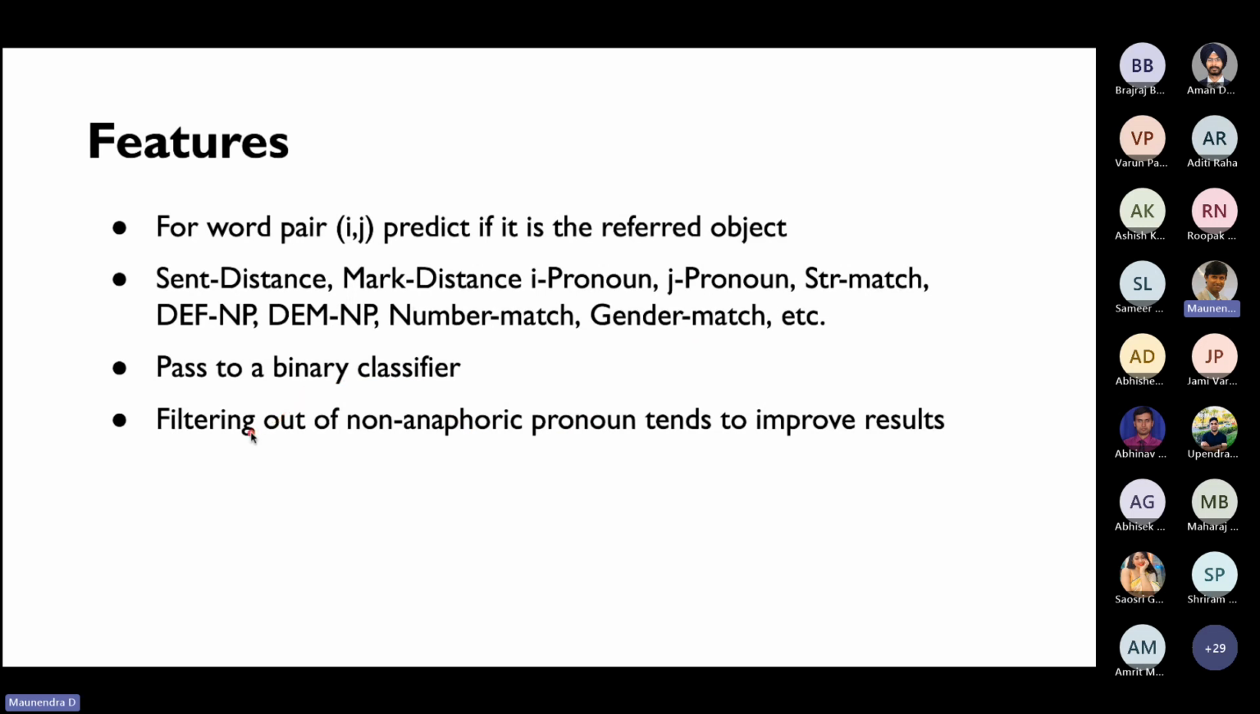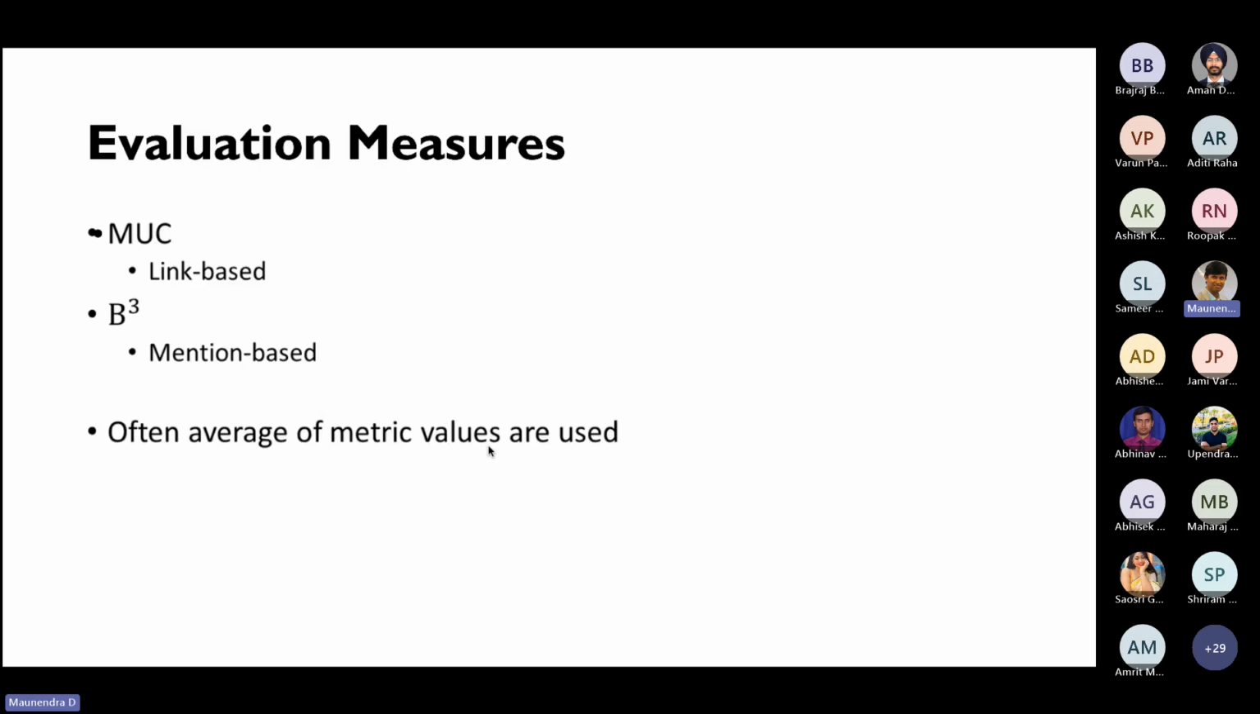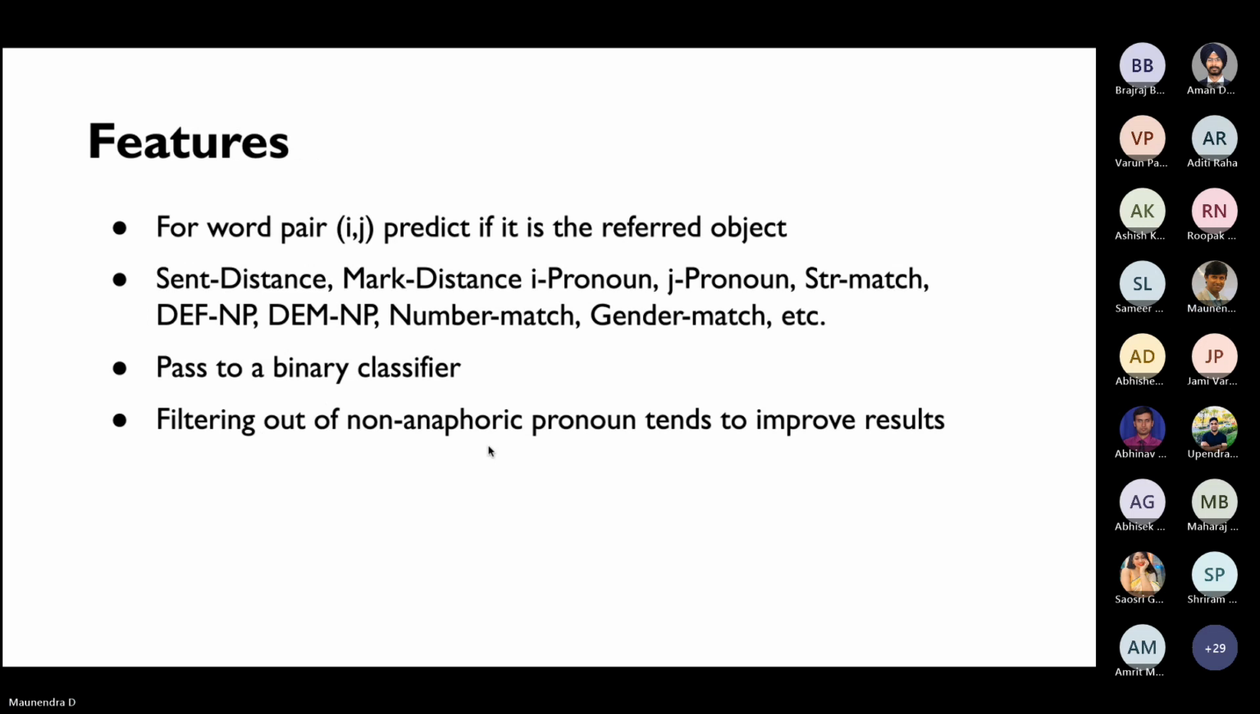And what people have seen is that if you have some mechanism of filtering out non-anaphoric pronouns, like "it might rain," "what is this," if you eliminate these at the beginning, the results improve, because it's really tricky to deal with those kinds of things. So this is about features. Any doubt regarding anything that we have covered so far?